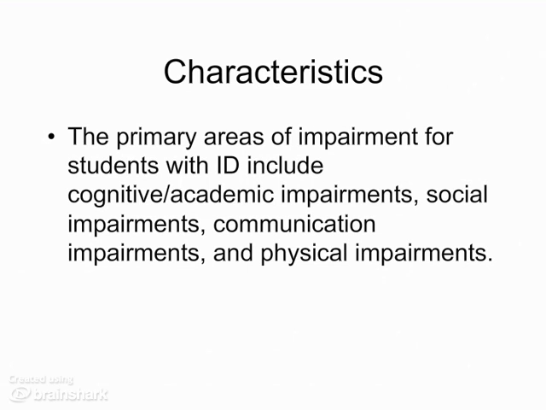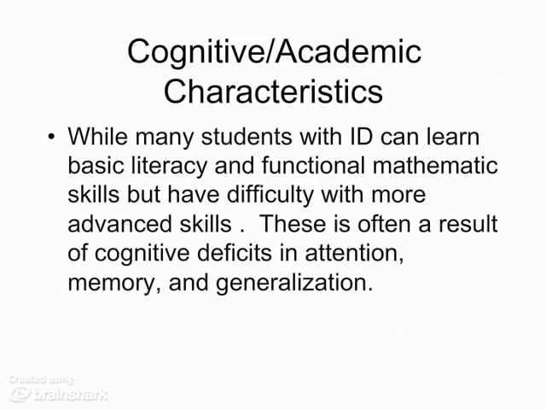The primary areas of impairment for students with ID include cognitive and academic impairments, social impairments, communication impairments, and physical impairments. In relation to cognitive and academic characteristics, many students with ID can learn basic literacy and functional mathematical skills, but have difficulty with more advanced skills. This is often a result of cognitive deficits in attention, in memory, and in generalization. Generalization means the ability to take skills that they've learned and apply them in a variety of different ways.